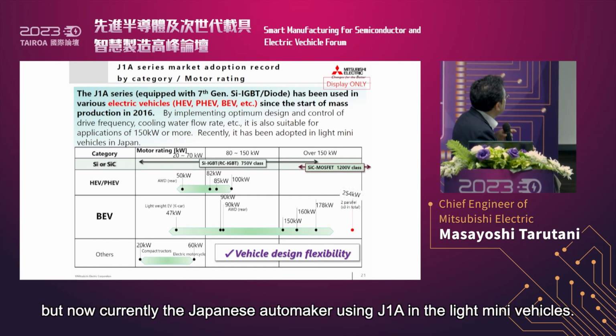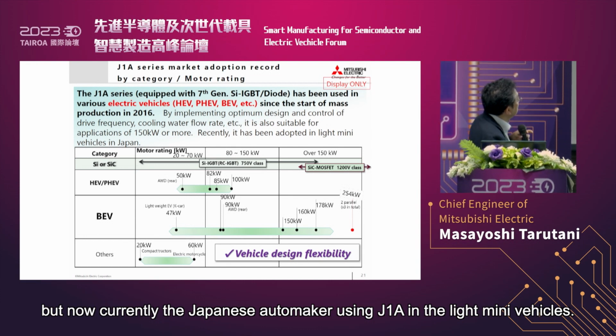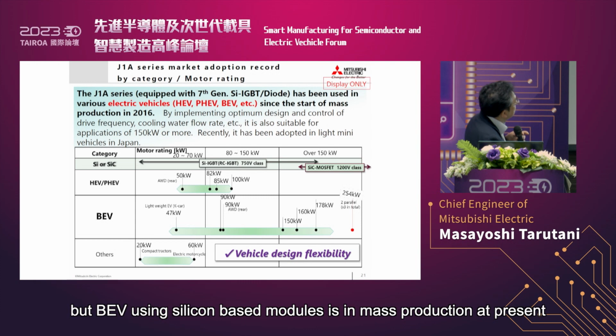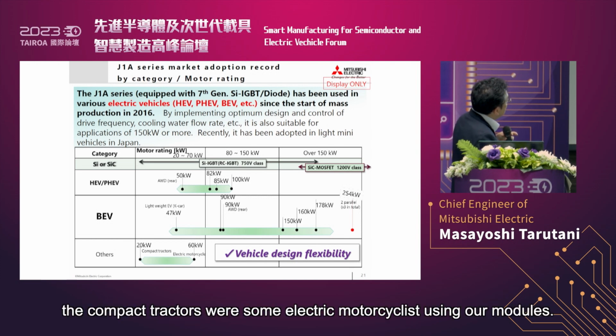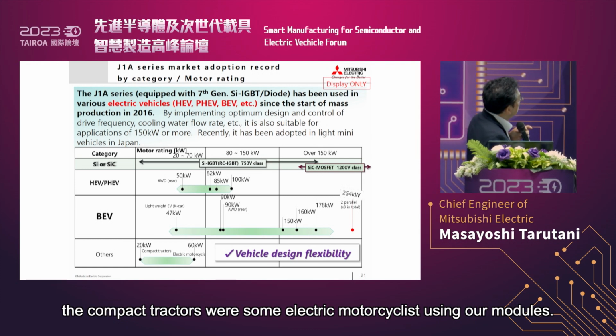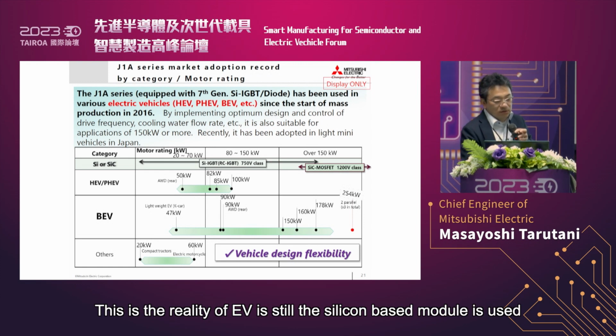But now, currently, a Japanese automaker is using J1 in a K car, lightweight EVs. This is also our result. So not only the usual previous hybrid vehicles, but battery EVs using silicon-based modules are in mass production. It's present. And compact tractors and some electric motorcycles are using our modules. This is the reality in EVs. Still the silicon-based module is used.